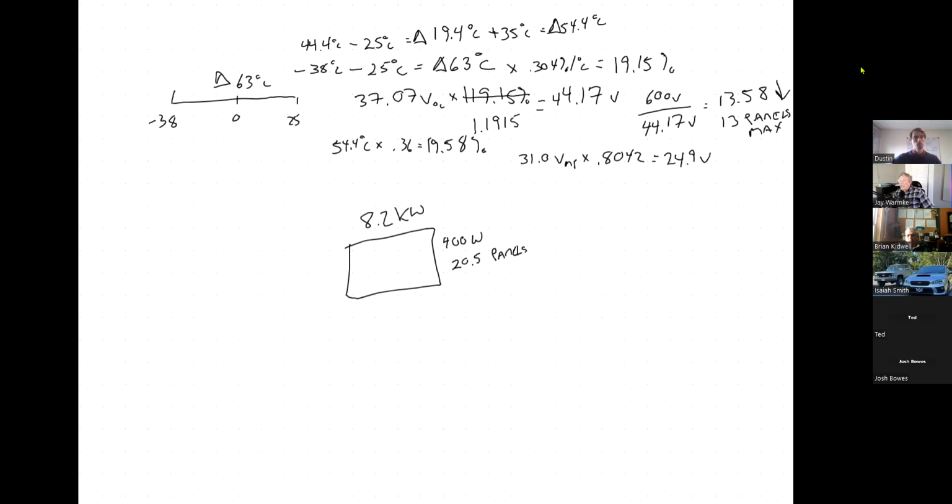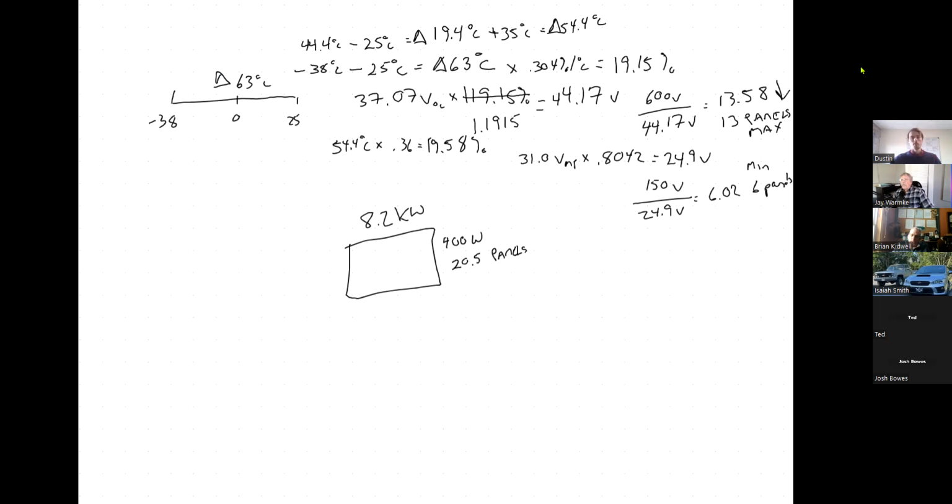Well, what do we worry about? In this case, we're worried about the startup voltage of the inverter. And from the spec sheet, that was 150 volts divided by 24.9 volts. So 150 divided by 24.9 is 6.02. So minimum 6 panels. So a maximum of 13, a minimum of 6.